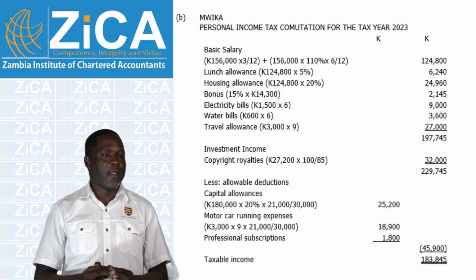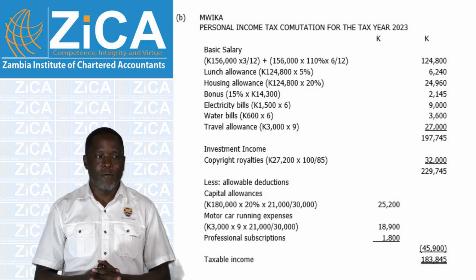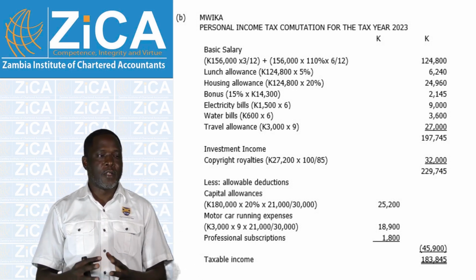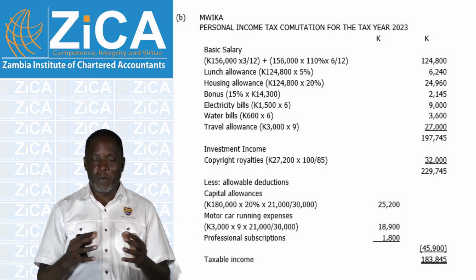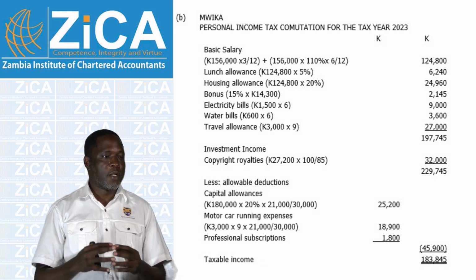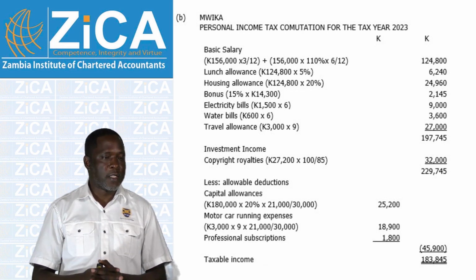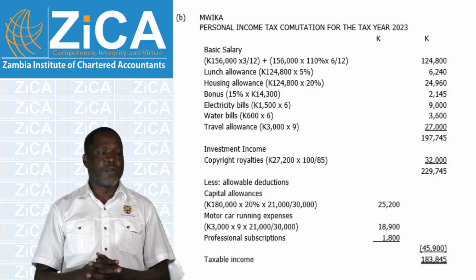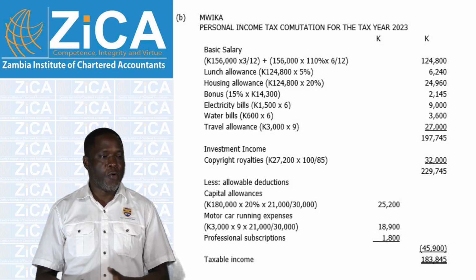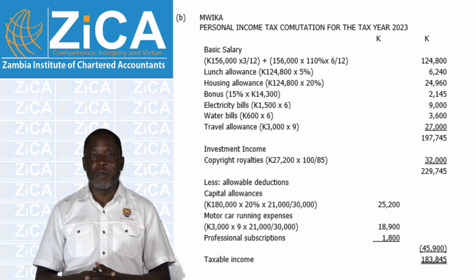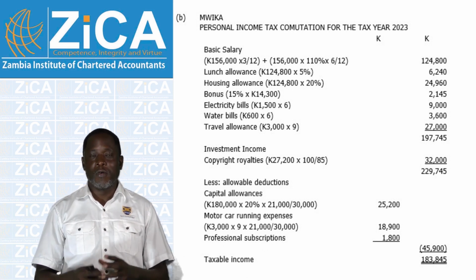So as you can see, in the personal income tax computation for WICA, we have only included the copyright royalties which she received. And because we are told in the question that the copyright royalties amounting to 27,200 were stated net of withholding tax deducted at source, we gross it up. So we have included only the copyright royalties because withholding tax on copyright royalties is not a final tax.